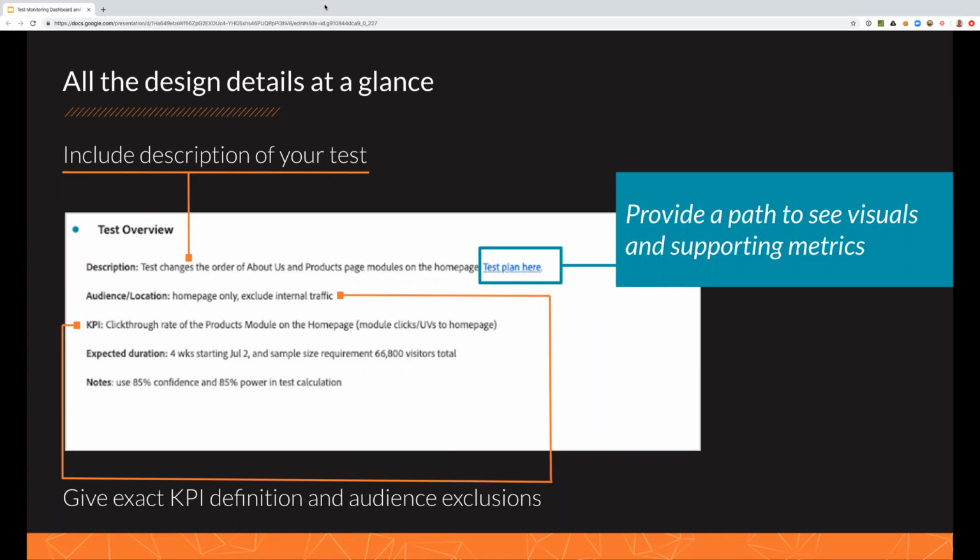And then another really important call out for this section is, if you give them a link to your test plan, it's really beneficial for people that want to self-serve and dive deeper into any of your test details. So you don't have to outline every single piece here, because if they want to know more, you've given them the path to do so.